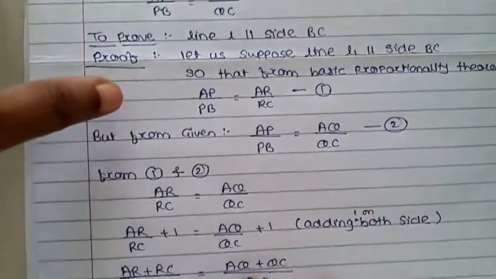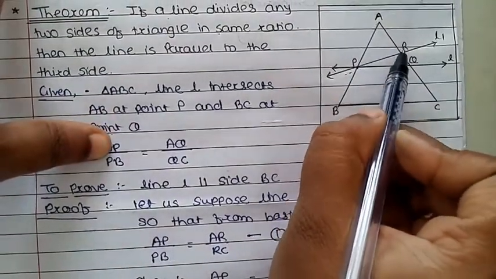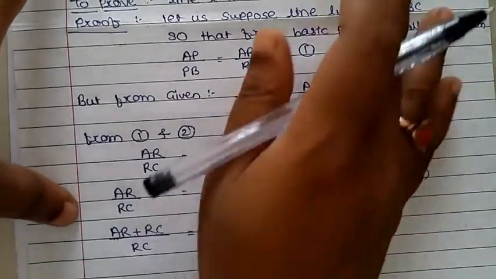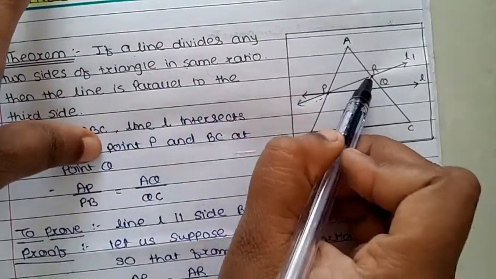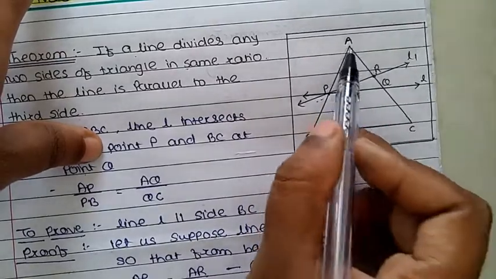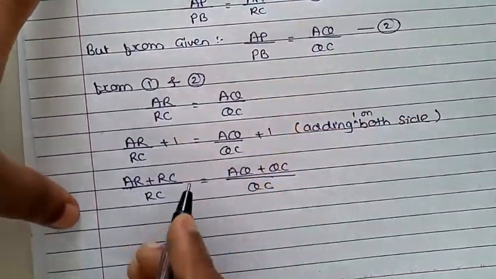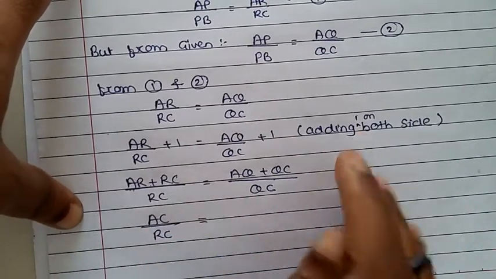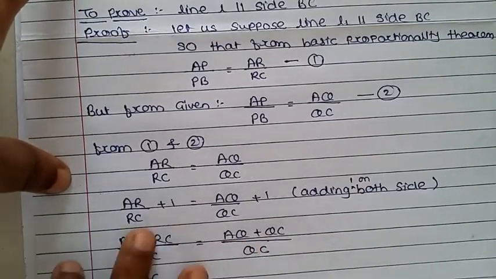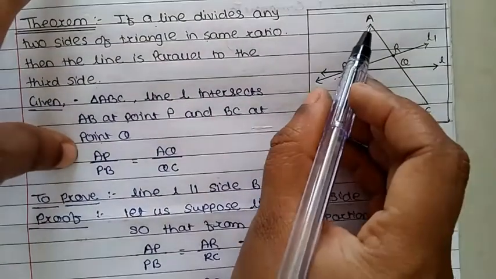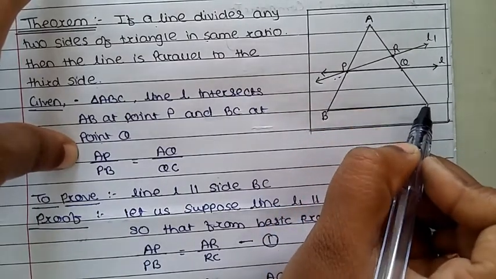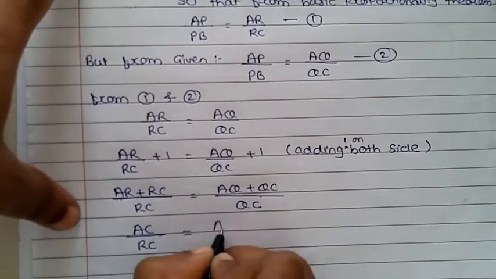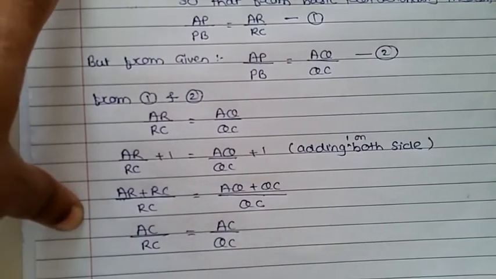AR upon RC. So what is your statement here? That is AR plus RC. Then what is your result? That is AC. Clear? So instead of this one we can write it as AC upon RC, which is equal to AQ plus QC. Then what is the result? That is AC. Then AC upon QC. Clear?